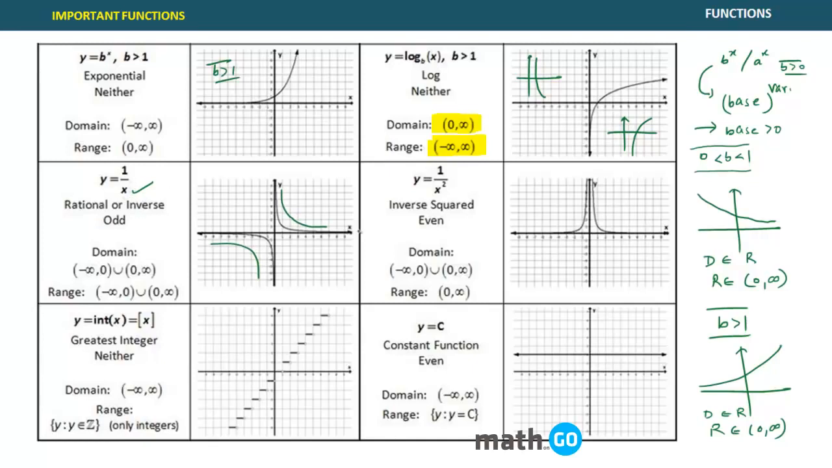You cannot get 0. For y equal to 1 by x square, the shape is something like this. You cannot again put x equal to 0, but the range now would be only positive numbers. You can see that the graph is not in the lower portion, so you will not get any negative answer.